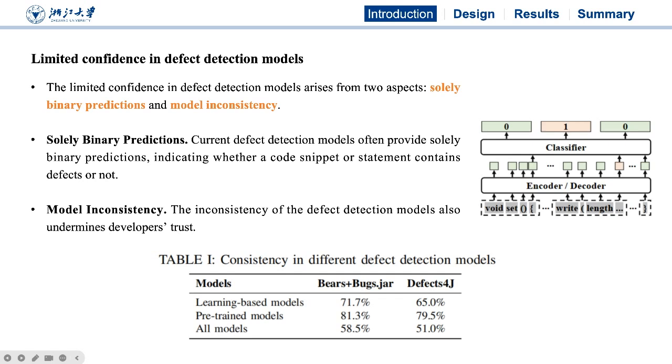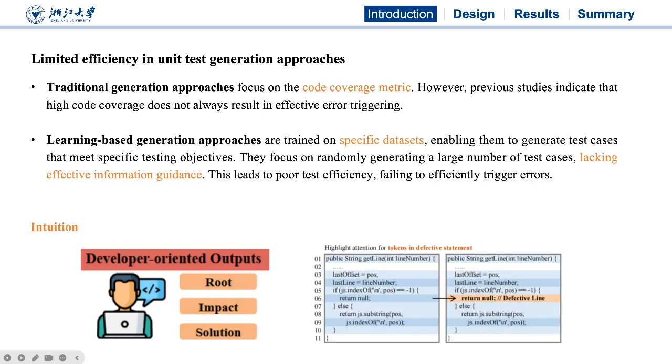To investigate this issue, we conducted an empirical study to assess the consistency among various models. As shown in Table 1, we fine-tuned 2 learning-based and 2 pre-trained defect detection models on 3 widely used datasets and measured the agreement across their predictions. We found that the consistency between models ranged from only 51% to 58.5%. Such low consistency can significantly reduce developers' trust in these models, hindering their adoption in real-world development.